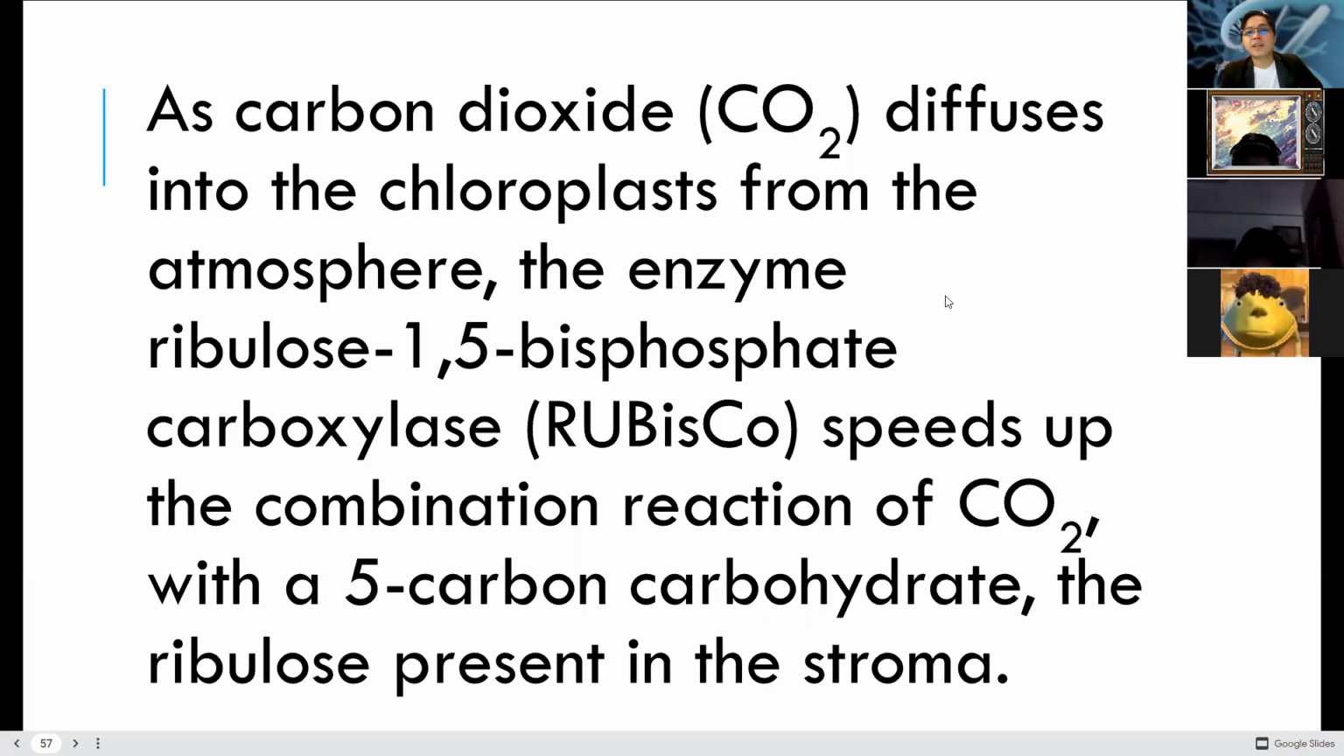As carbon dioxide diffuses into the chloroplast from the atmosphere, the enzyme ribulose 1,5-bisphosphate carboxylase, or Rubisco, comes into play. This is the enzyme that speeds up the reaction of CO2 with a 5-carbon carbohydrate. Later on, I will discuss it thoroughly. The Rubisco is present in the stroma. Remember that the light-independent reaction happens in the stroma.